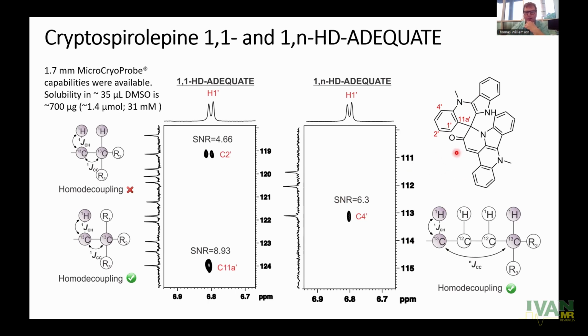So this was all great, but this came at great expense, I guess you'd say. This is a 1.7 millimeter micro cryoprobe at 600 megahertz, and we happened to have a long weekend available that we were able to set these experiments up, the 1,1-HD-ADEQUATE and 1,n-HD-ADEQUATE. It's just a fortuitous set of circumstances that allowed us to acquire these data. It's not something that you would use in your everyday routine work if you didn't have to.